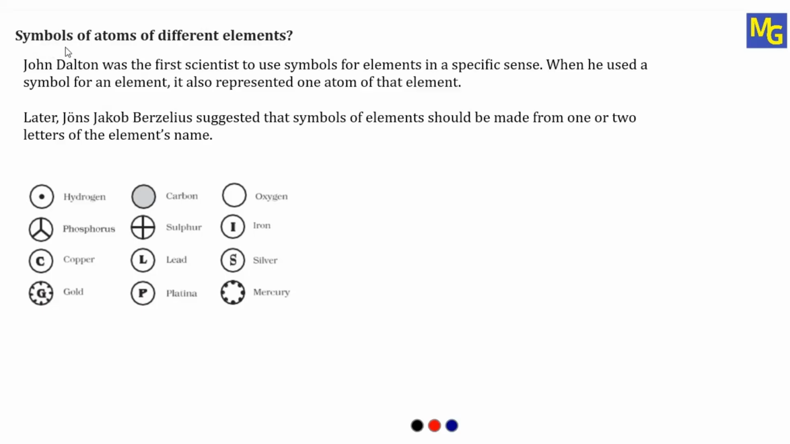Now we will start symbols of atoms of different elements. So how the atoms or elements were represented in earlier days, that we are going to see on this slide. John Dalton was the first scientist to use symbols for elements in a specific sense. When he used a symbol for an element, it also represented one atom of that element. So John Dalton was the scientist who explained the symbols of the elements, and whatever symbol he gave is considered the symbol of one atom of that element.